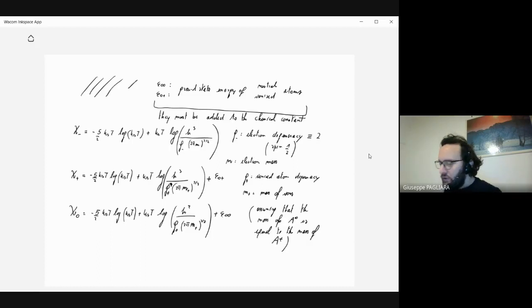Now, what we have to do is to apply the formula of the law of mass action. So in particular, we have to compute the sum over nu j chi j.